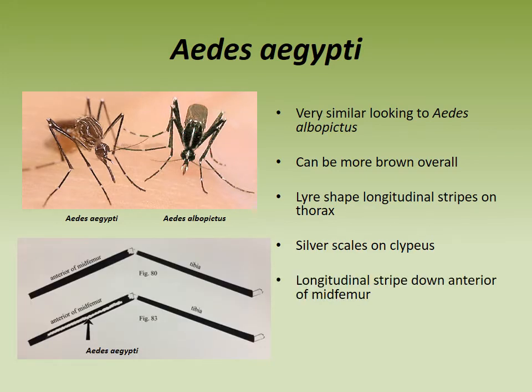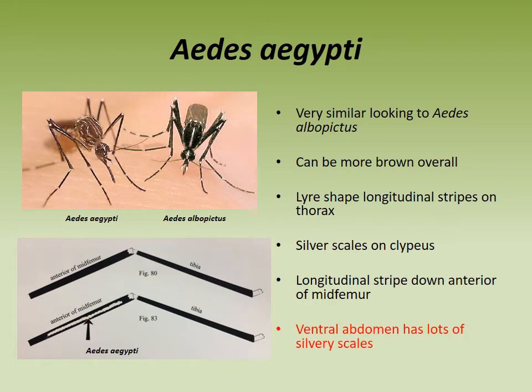Another one is looking at the mid leg of the aegypti. There will be a longitudinal stripe down the anterior of the mid femur. So we've got the femur, the tibia, and then you'll have the tarsi coming off to the right. And so when looking at that mid femur on the anterior side, you'll see this white stripe.